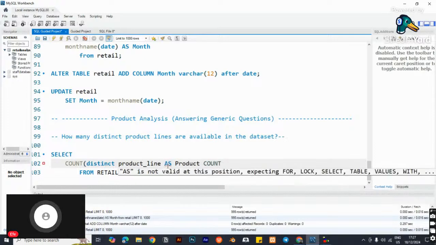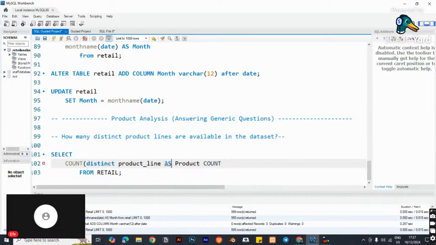You see, as is not alias. It's showing the alias is not valid at this position, expecting a selectable value, because we've not closed our bracket. However, it's still showing me this red sign. So count is not valid at this position. This is what it means. So I have to put an underscore to know how to troubleshoot. Okay, so we run this.